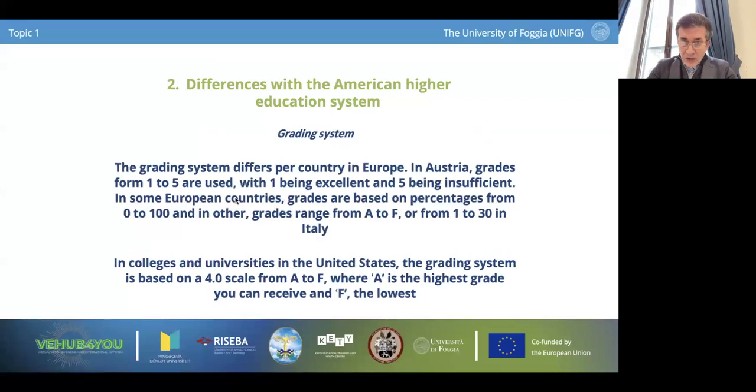About the grading system. Students' performance may be assessed in various ways, about which information is provided in each course unit description. In most instances, there is a final, usually oral, exam. The grading system differs per country in Europe. In Austria, grades from 1 to 5 are used, with 1 being excellent and 5 being insufficient. In some European countries, grades are based on percentages from 0 to 100, in others grades range from A to F, or from 1 to 30 in Italy.